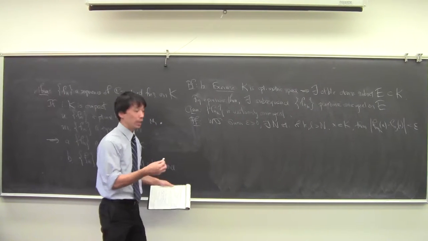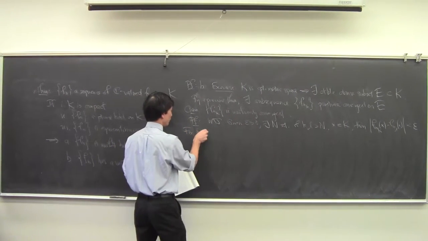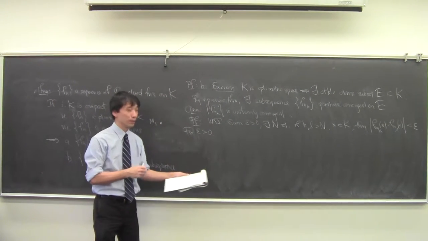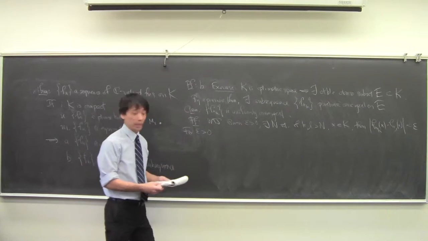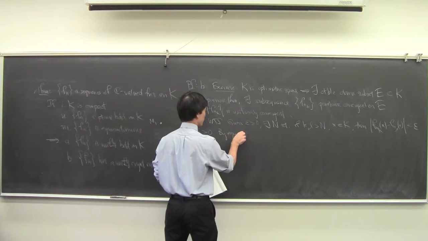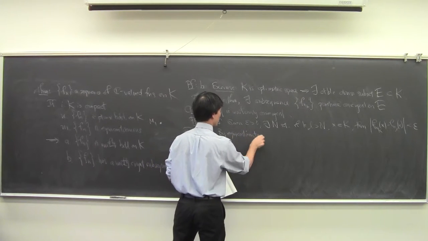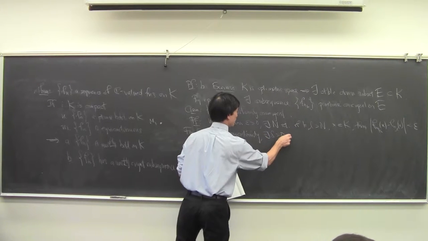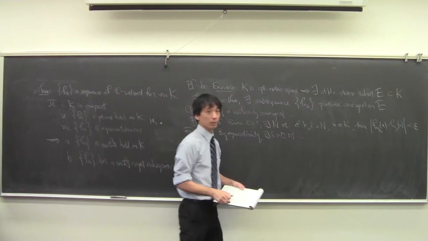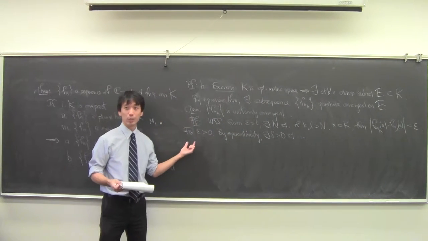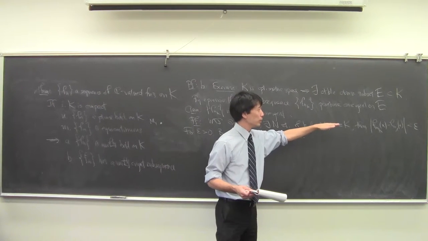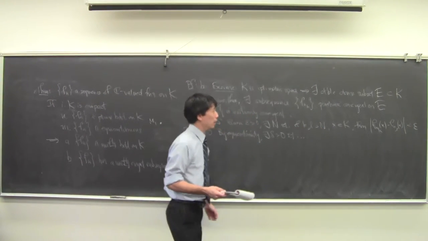Okay, so we fix our epsilon, and again this part of the proof is pretty similar to the first part. By equicontinuity again, there exists some delta such that, same thing as before, if the distance between two points is less than delta, then the distance between the outputs is less than epsilon.